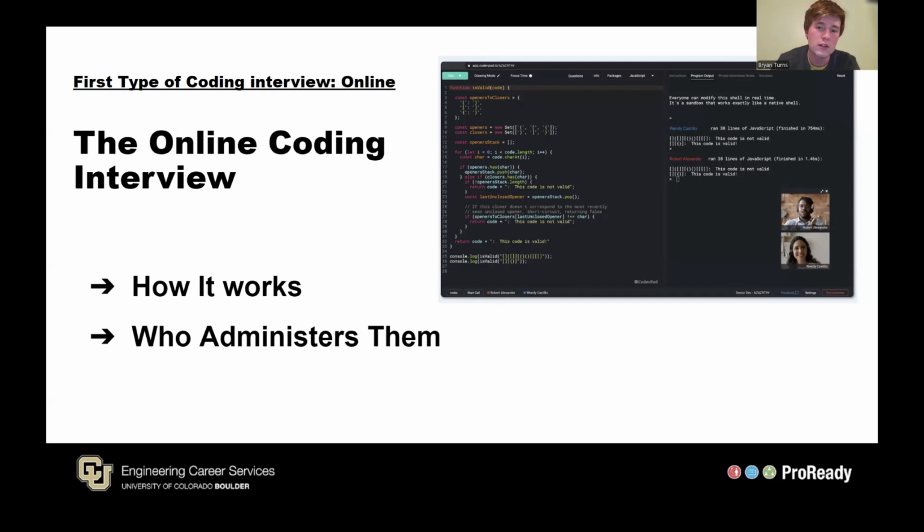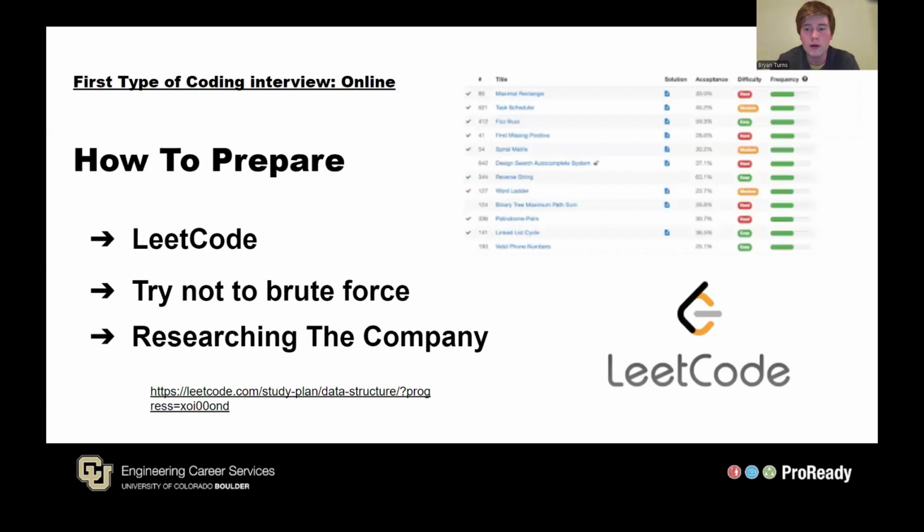You usually get to pick what language you use, so choose whatever you are most comfortable with. Occasionally, some companies will force you to use a specific language. You might see this more often in smaller companies that have less flexibility with languages. So how do you prepare? LeetCode is a huge one. Go through the problems, give it your best shot, and then look at the solutions they have and try to see how you could have worked your way to that solution yourself.